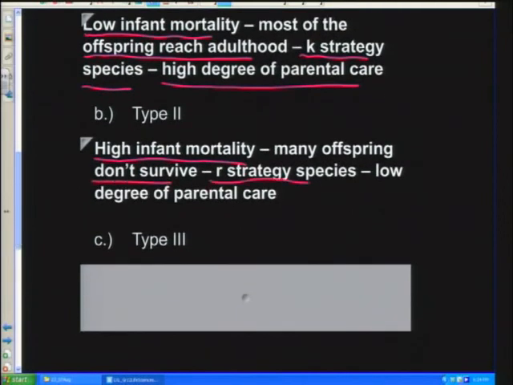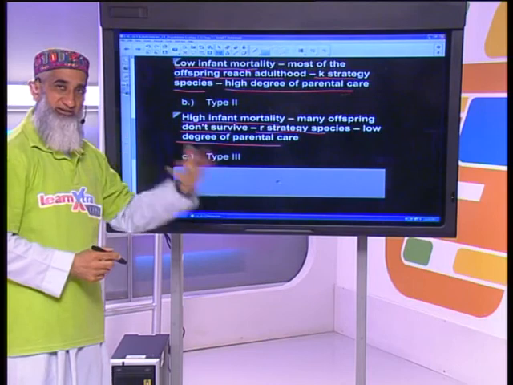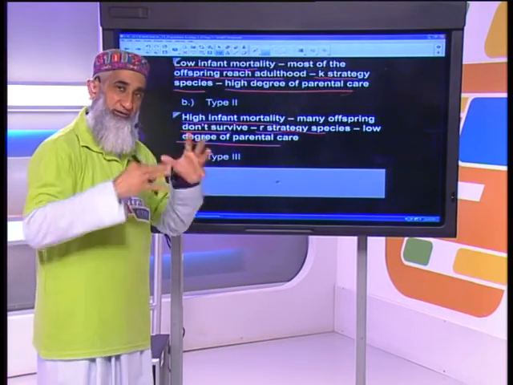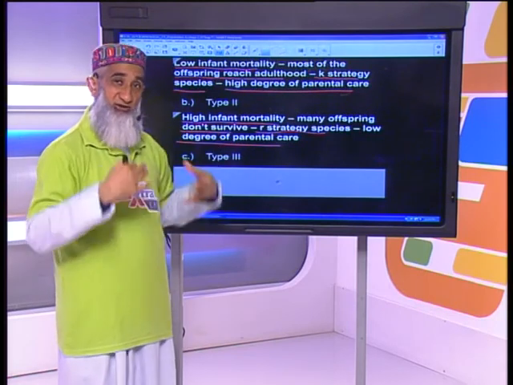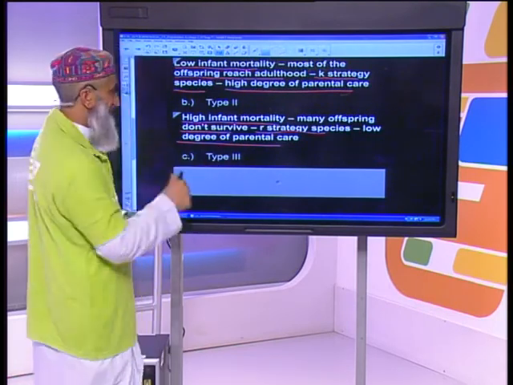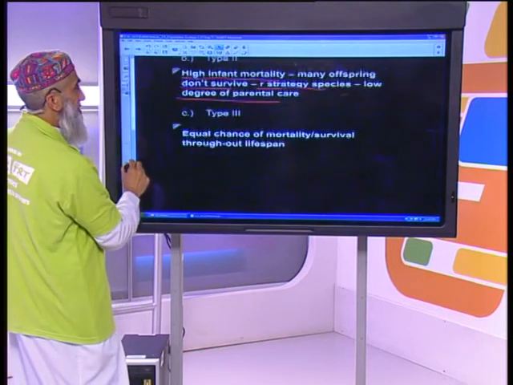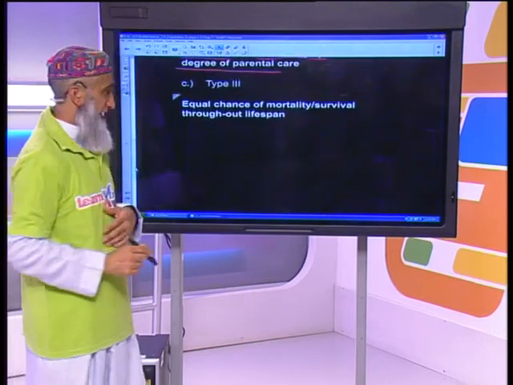They are R strategy species. R strategy species are those that have low degree of parental care. So therefore, they're not taking care of the offspring. They make many offspring, and many of those will die. But the fact that they make many is a survival strategy. So at least some will reach adulthood. And the last one, there's an equal chance of mortality and survival throughout the lifespan.